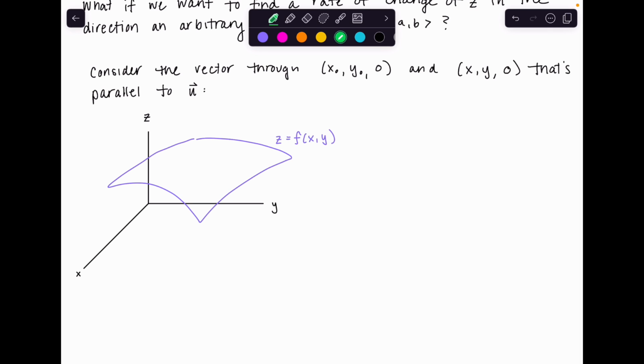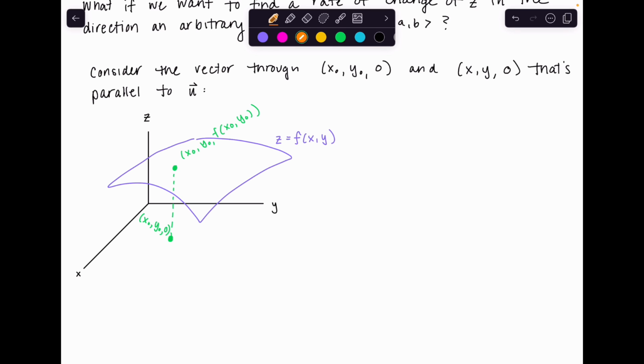And what I've got going on is I've got this point here, which is where I'm trying to look at the rate of change specifically. So this is the point x naught, y naught, and then the z value, which is just plugging those xy values into the function. Okay. So I'm trying to see in some direction u, what is the rate of change at this point. So I'm going to see if I drop this down to the xy plane, maybe it lands right here. That would be the projection onto the xy plane. So this would be the point x naught, y naught, 0.